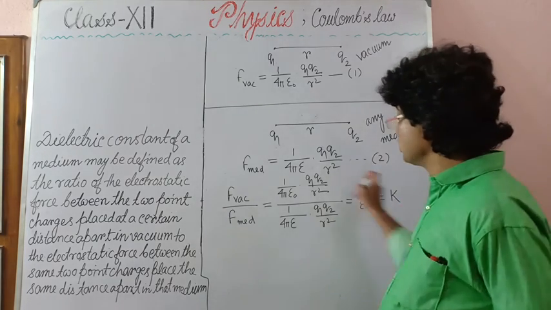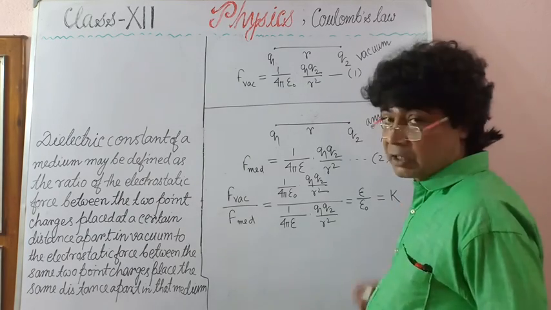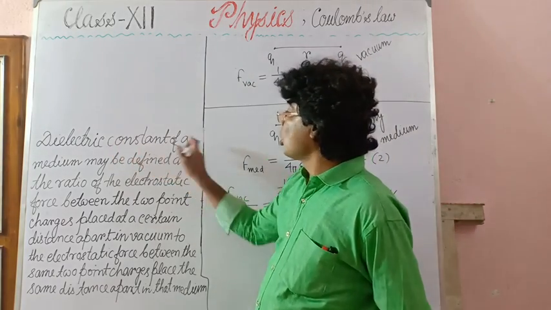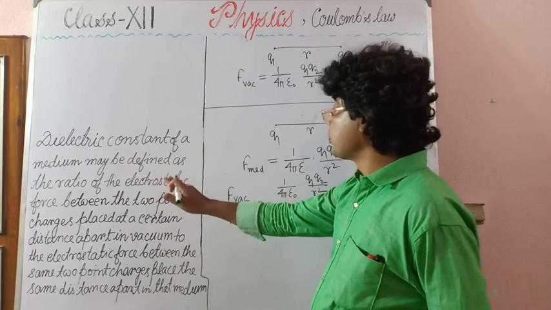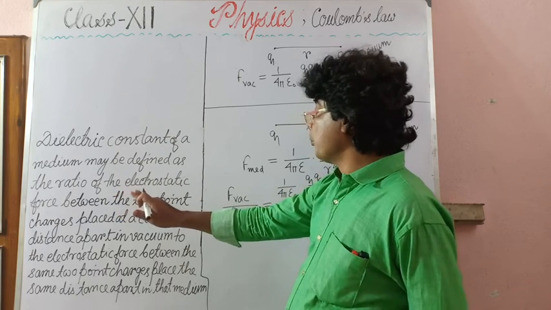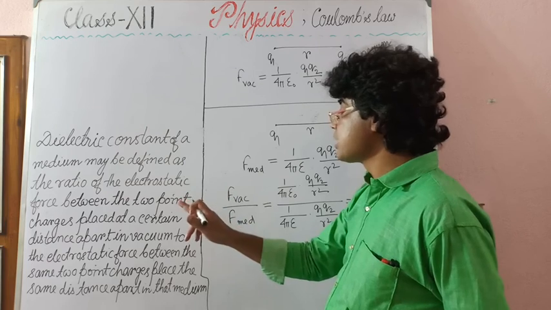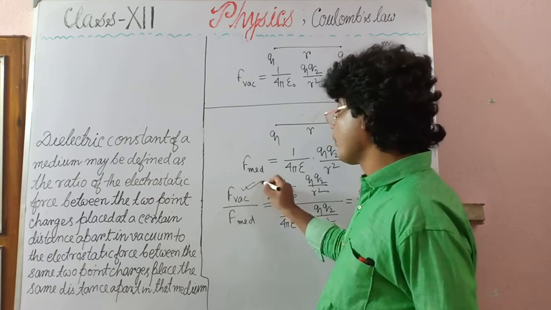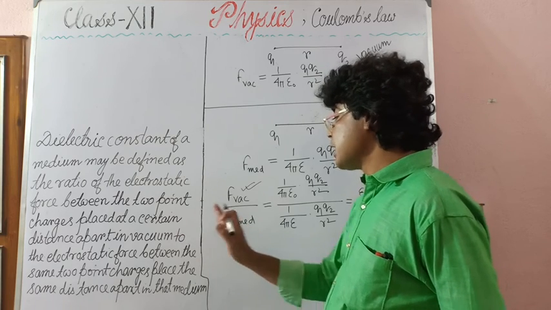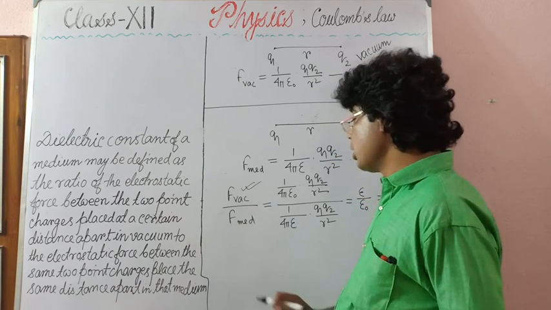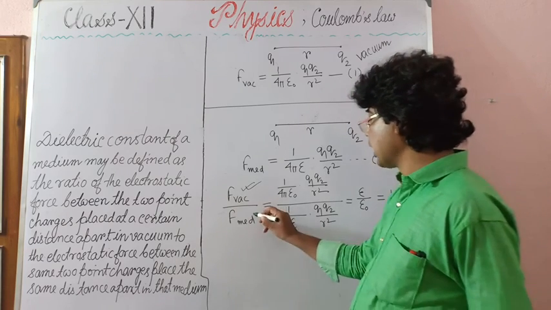So, from this equation we can say that dielectric constant of a medium may be defined as the ratio of the electrostatic force between the 2 point charges placed at a certain distance apart in vacuum to the electrostatic force between the same 2 point charges placed the same distance apart in that medium.